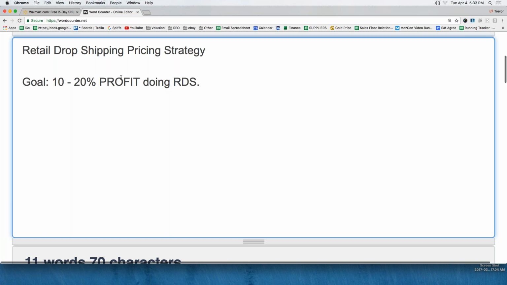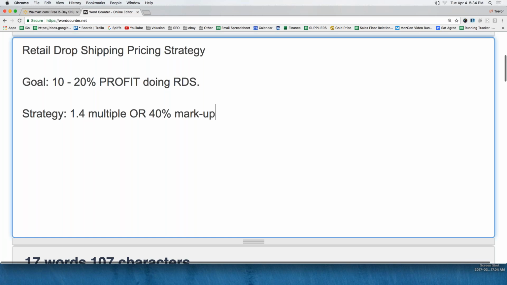That's usually our goal. If you want to achieve that goal, and if you want to do it very easily and simply, your general strategy should be right around a 1.4 multiple. Or if that's confusing, we're going to call this a 40% markup.